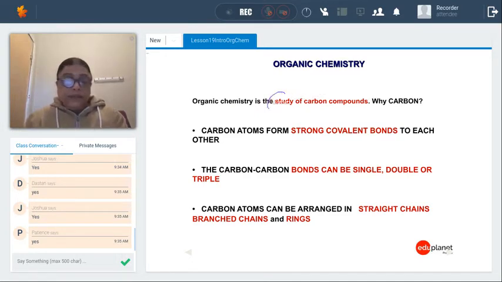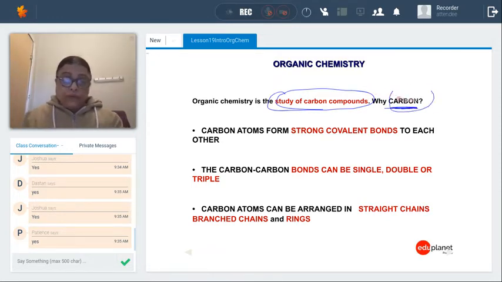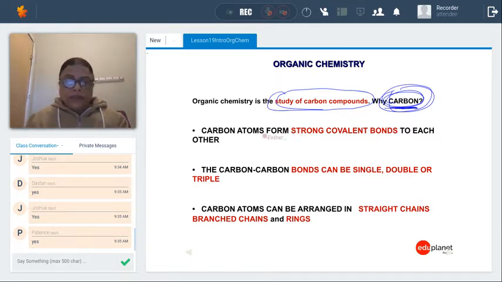Organic chemistry is, again, the study of carbon compounds. So why did nature select carbon to make the most important molecules in the body, and not only in our body, in dogs and cats and whatever? Why carbon? And here's the reason. Carbon atoms form very strong covalent bonds to each other. So the C-C bond is very strong.